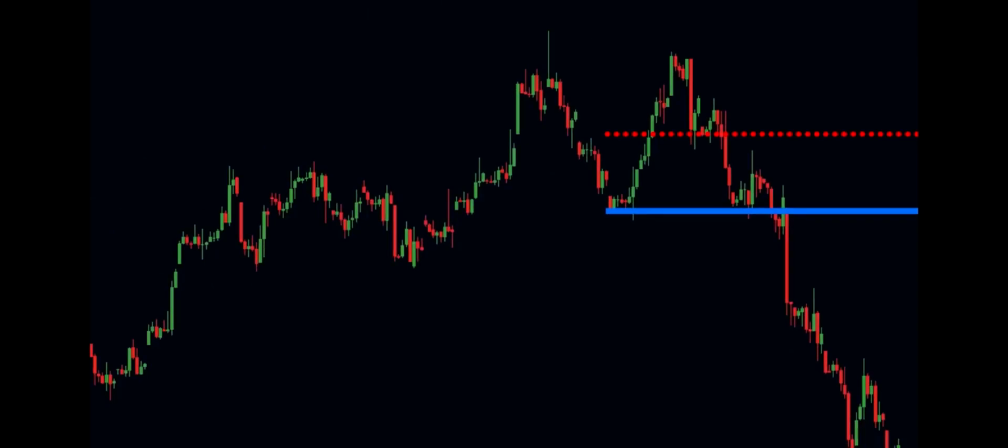For our targets, we will calculate the distance between point C and point B, and we will extend the same distance below point B to keep our targets.